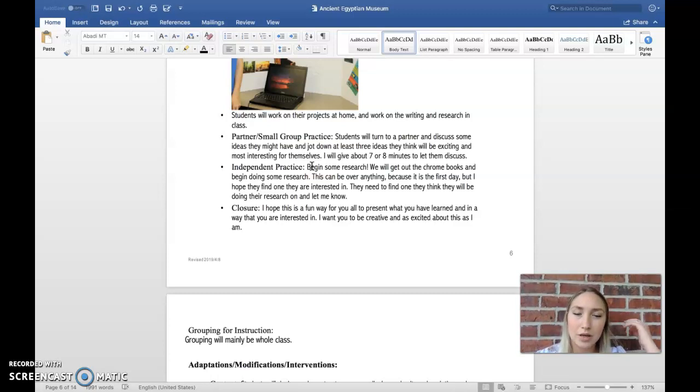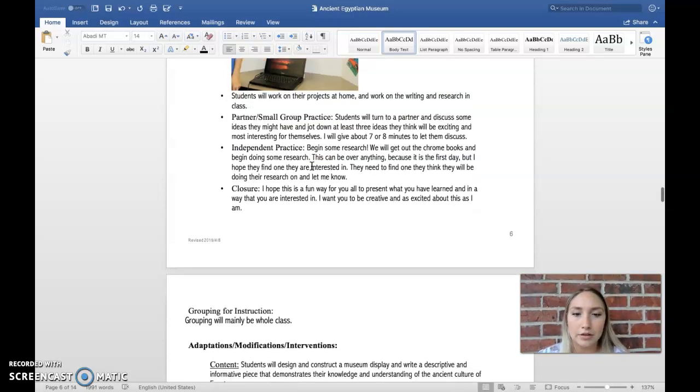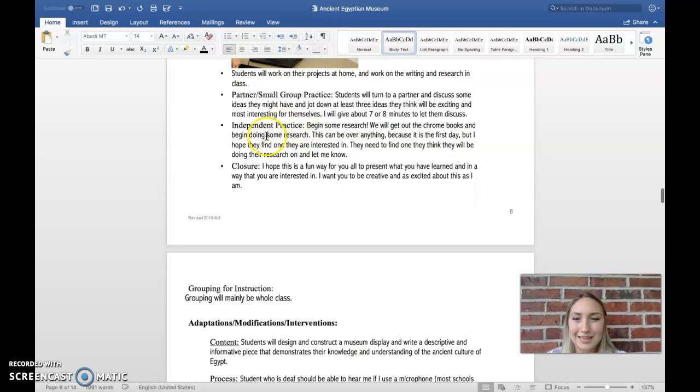This is just brainstorming and figuring out what they think they're going to do this over, trying to get their foot in the door right there. And so I'll give them about 7 or 8 minutes to let them discuss because we gain knowledge by talking to people. So then independent practice, begin some research.